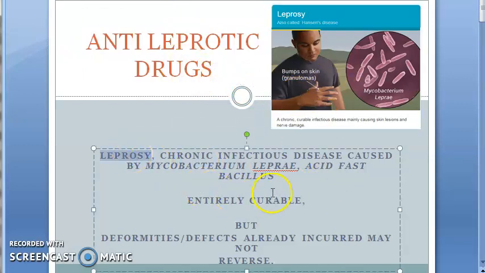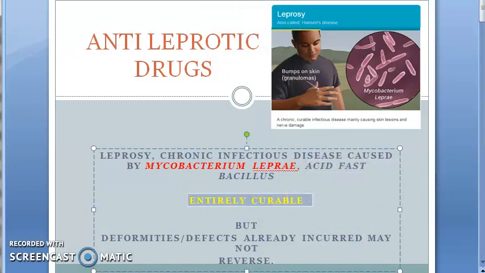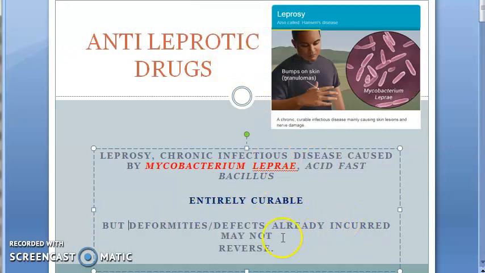So, what is leprosy? Leprosy is a chronic infection caused by Mycobacterium leprae. It's a bacteria, an acid-fast bacilli. Earlier they used to think it is not curable, but it is entirely curable, okay? But if there are any defects or deformities which have formed, those cannot be reversed, okay?